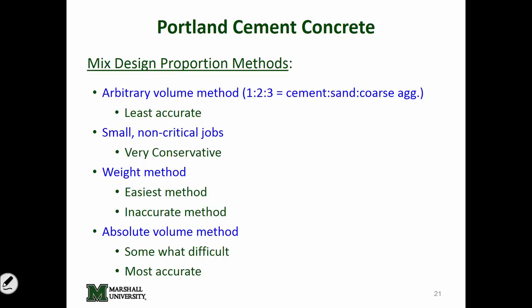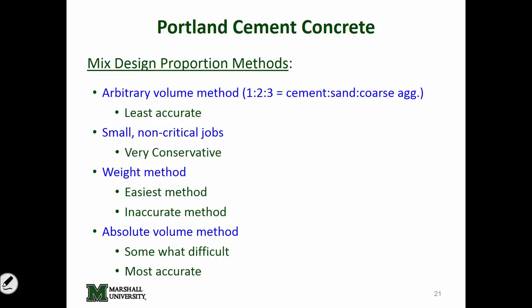Arbitrary method 1, 2, 3. Can't get any simpler than that. 1 volume cement, 2 volumes sand, 3 volumes coarse aggregate, mix that together, put some water with it, and you got concrete, and that'll give you decent concrete. So depending on what you're building, if you're out at the farm, 1, 2, 3 method works great.